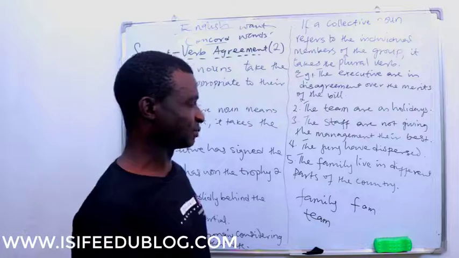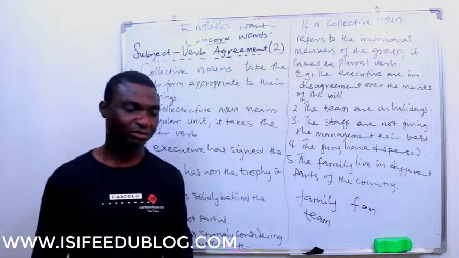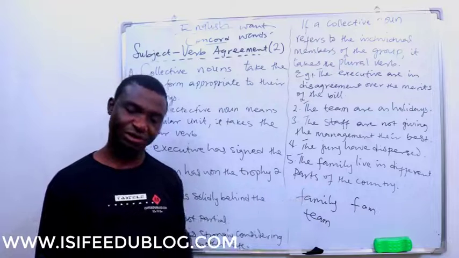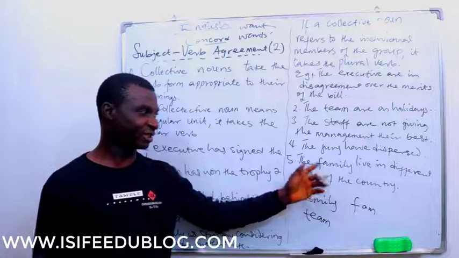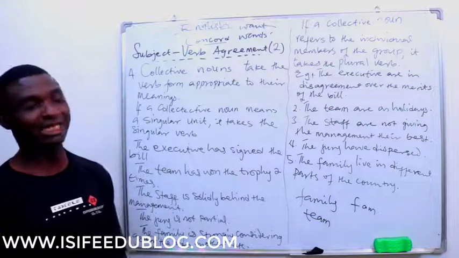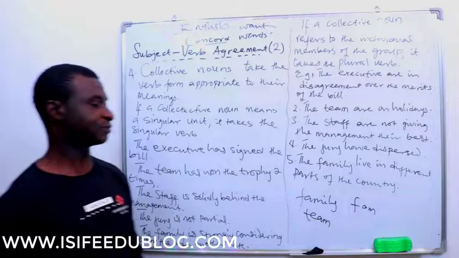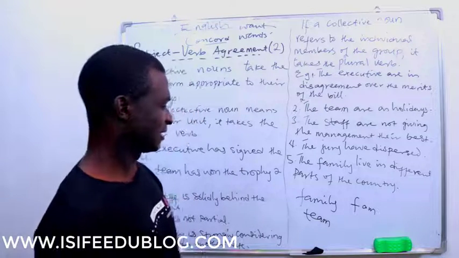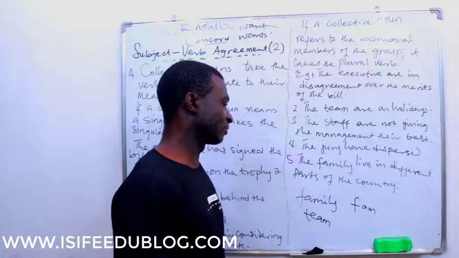Now, the jury have dispersed. Once we said the jury is not partial, but after their deliberation, they have dispersed. They go to their different homes. Therefore, the jury have dispersed. And last but not least, the family live in different parts of the country.